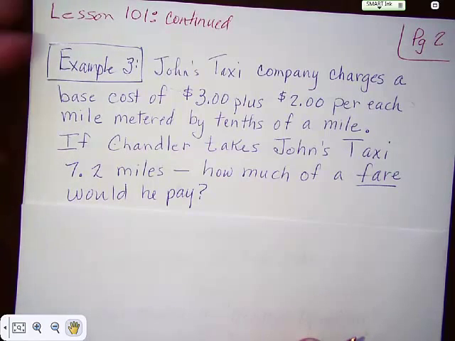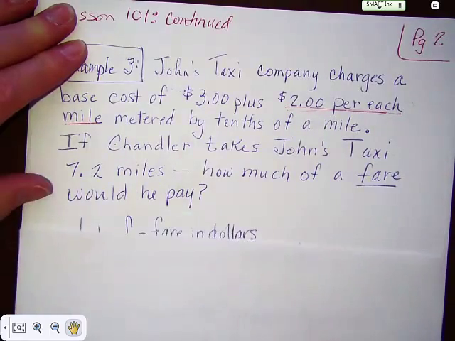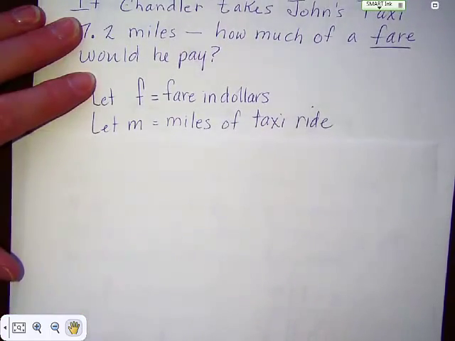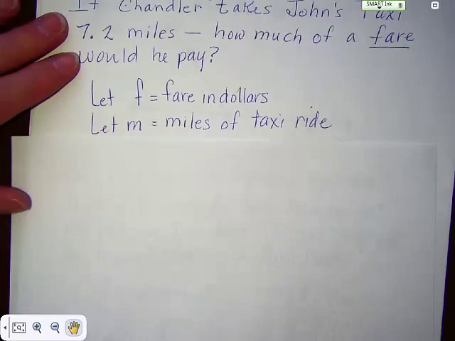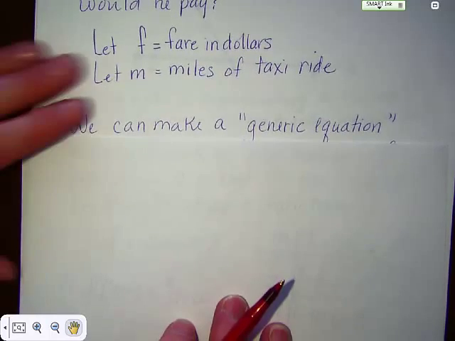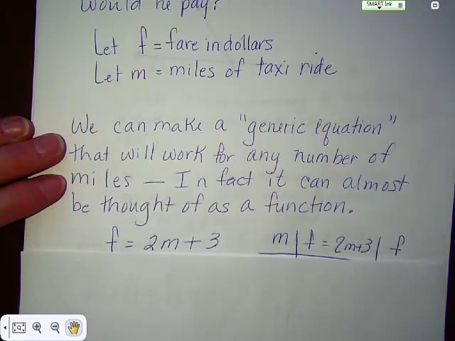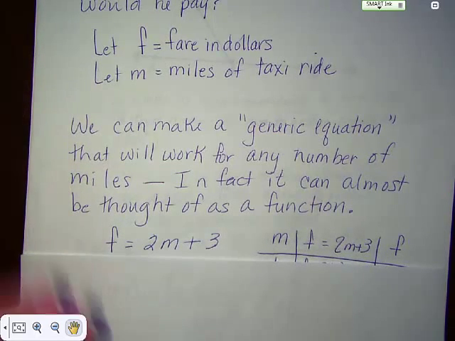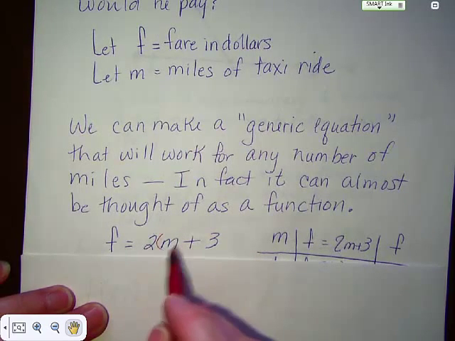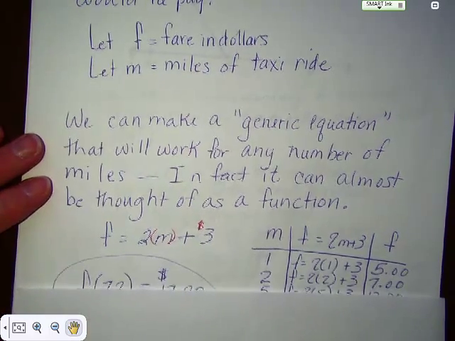Well, he's going to pay the $3 plus the $2 per mile. So let F equal the fare in dollars. Let M equal the miles, how far the taxi drove. We can make kind of a generic equation. It's actually almost a function that will work for any number of miles. You could actually graph this. So the fare is equal to 2 times the number of miles plus that $3 that he charges for every ride. Here's our function over here.